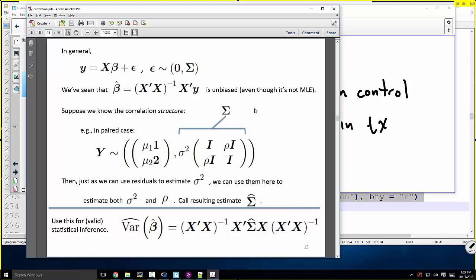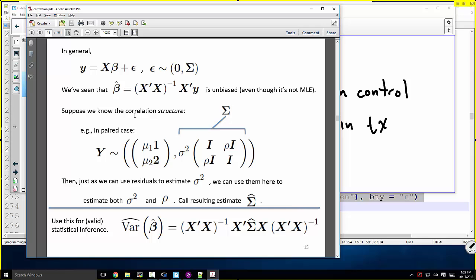Suppose that we know the nature of the correlation. We know which individuals, which observations, are correlated with each other, and we say something about the nature of that correlation. For example, in the paired case, suppose we had n equal to 100, and the first 50 are treatment observations, the last 50 are control observations.